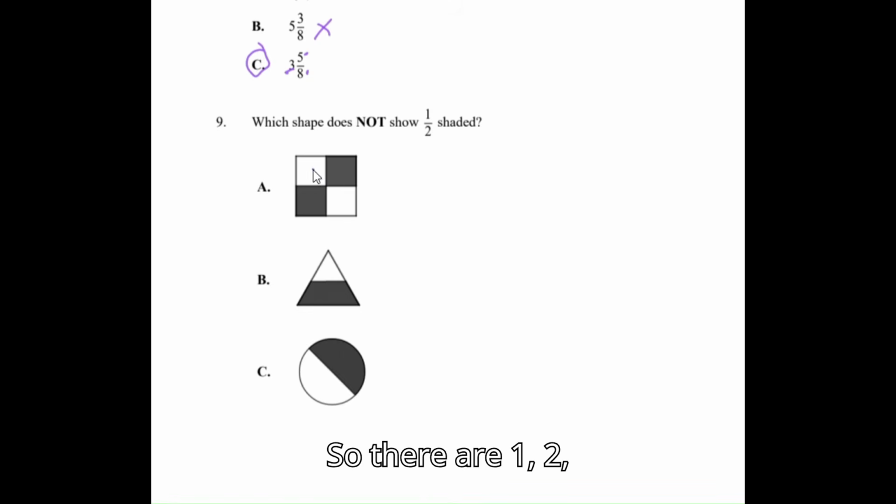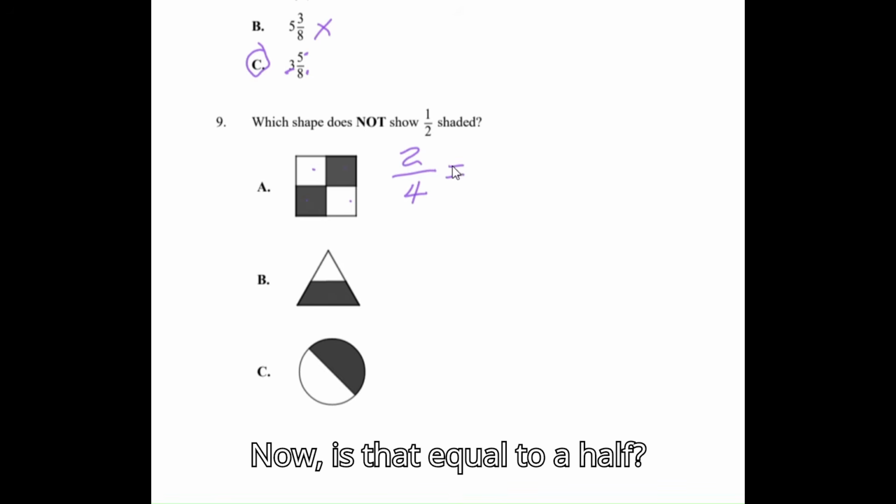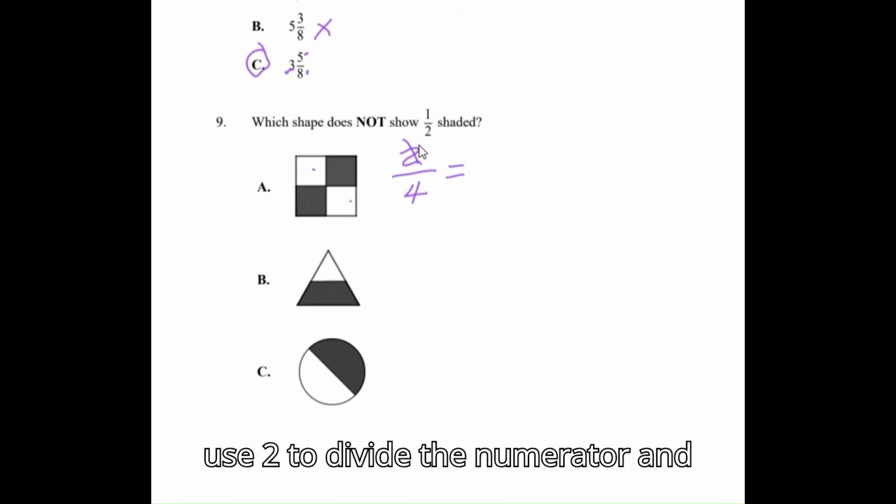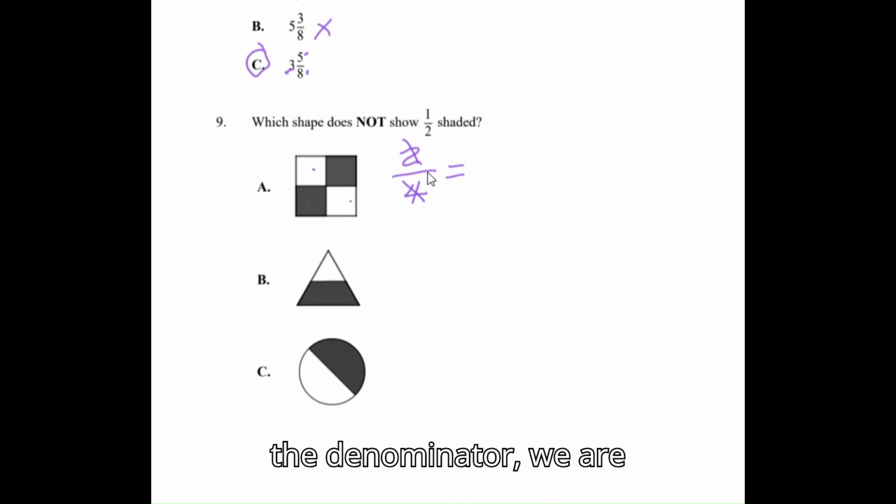So there are 1, 2, 3, 4 parts. So that is the denominator. Then we have 1, 2 shaded. So our fraction is 2 over 4. Now, is that equal to a half? Yes. When we use 2 to divide the numerator and the denominator, we are left with 1 over 2. So 2 over 4 is an equivalent fraction of a half.